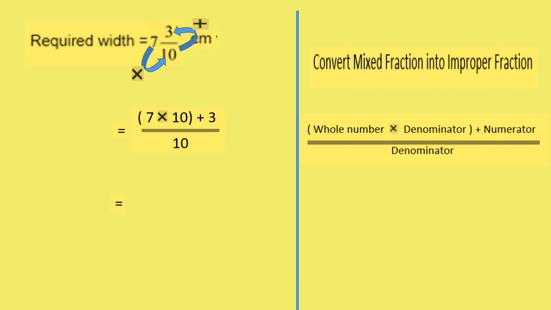7 into 10 plus 3 by 10. 70 plus 3 by 10 is 73 by 10. So I got 73 by 10 centimeter. This is the width. 38 by 5 is the width of the picture, and 73 by 10 is the width of the frame.